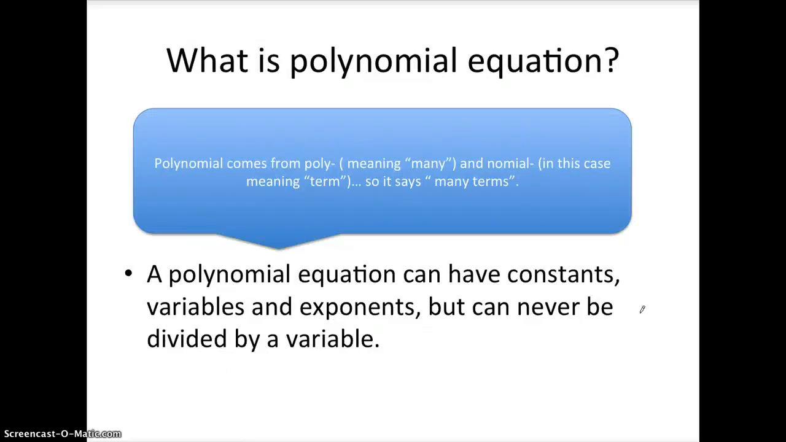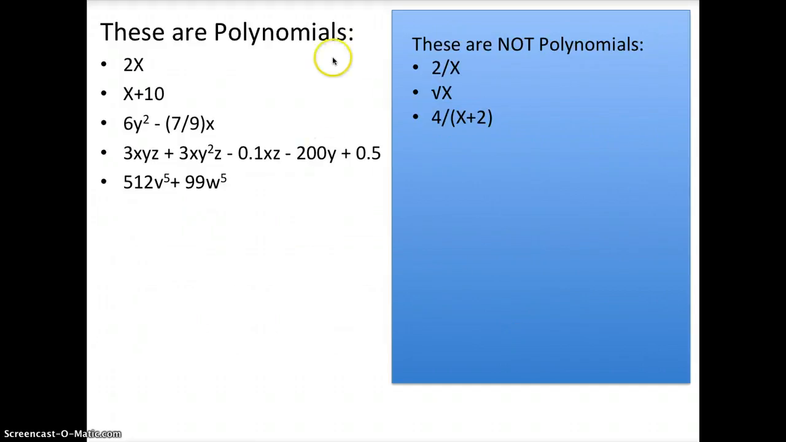So what are polynomial equations? Basically, the word polynomial comes from poly, meaning many, and nomial, in this case meaning terms. So it is many terms. A polynomial equation can have constants, variables and exponents, but can never be divided by a variable. So these are examples of polynomials and these are examples of not polynomials.